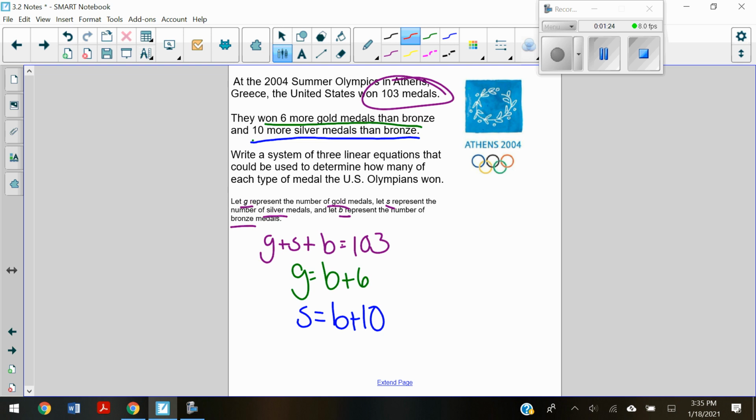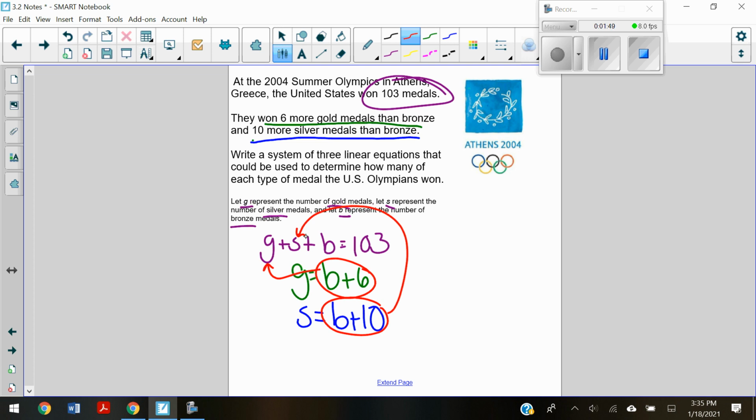All right, so we have a system here. It's got 3 equations. I have 3 variables. Now this one is set up really nicely for substitution. I have a G equals, so I'm going to plug that into the first equation. And I have an S equals, so I'm going to plug that into the first equation. Now word problems tend to, not always, but tend to have some type of a substitution to it.